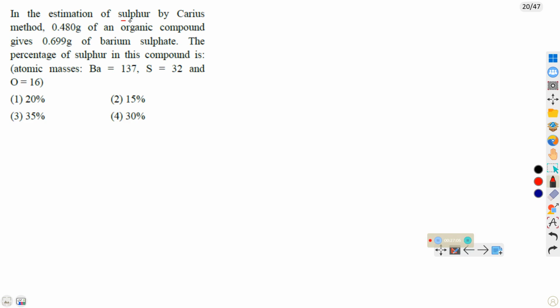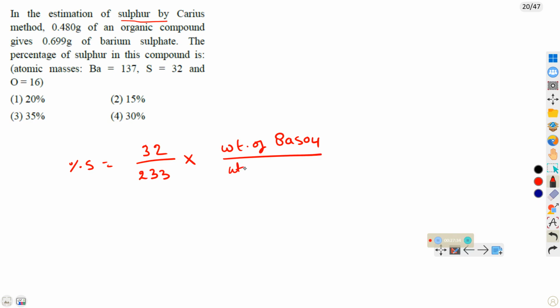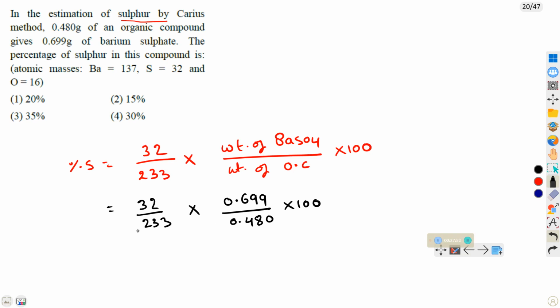In the estimation of sulfur by Carius method, 0.480 grams of an organic compound gives 0.699 grams of barium sulfate. The percentage of sulfur in this compound is, by Carius method, percentage of sulfur is equal to 32 by 233 into weight of BaSO4 by weight of organic compound into 100. Substitute the values. 32 by 233 into weight of BaSO4 0.699 by 0.480 into 100. Simplify, you will get 20%.